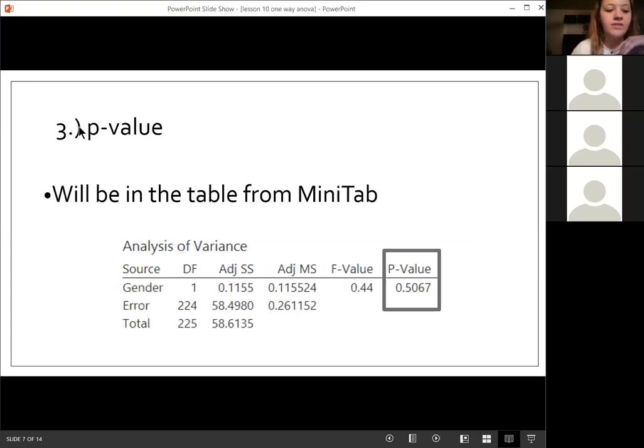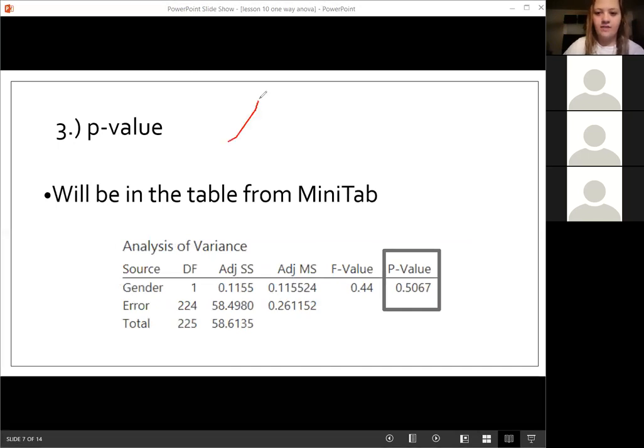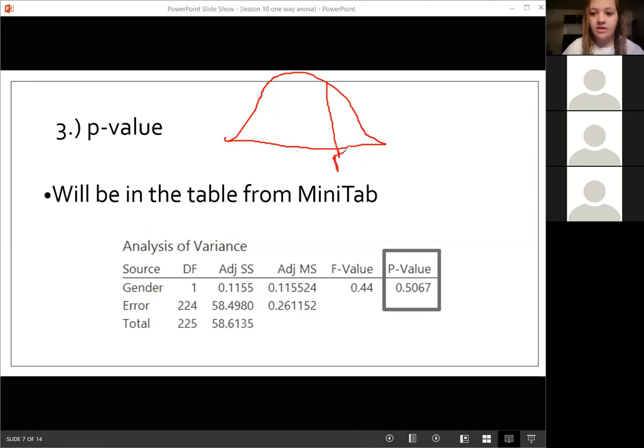And then our p-value is also shown here in a Minitab output based upon our F value. So if we were to visualize this, if we have a normal curve here, because remember it does have to be normal, that's one of the assumptions that has to be met. We're going to have our F value here, and then this shaded area is going to be our p-value. So that's based upon our F value and it being a right tail probability.